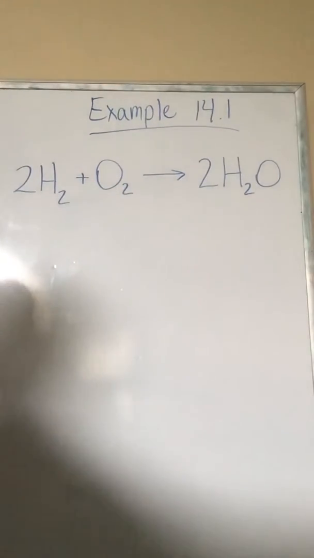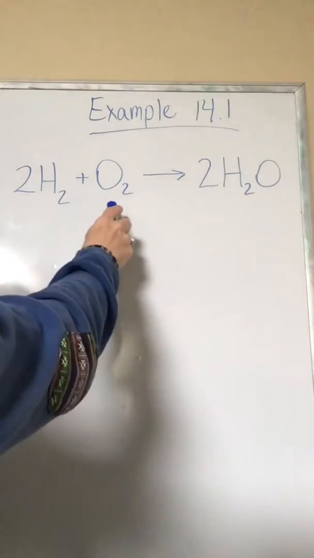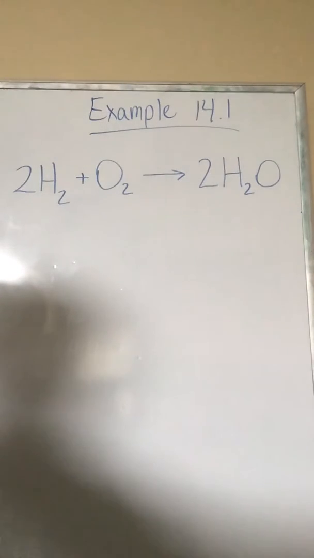Okay, now we are ready to do example 14.1. So we are given a chemical equation of 2H2 plus O2 yields 2 moles of water. So this is a composition reaction. The first thing is it is already balanced. You're not going to have to balance these equations. So that's one good thing.